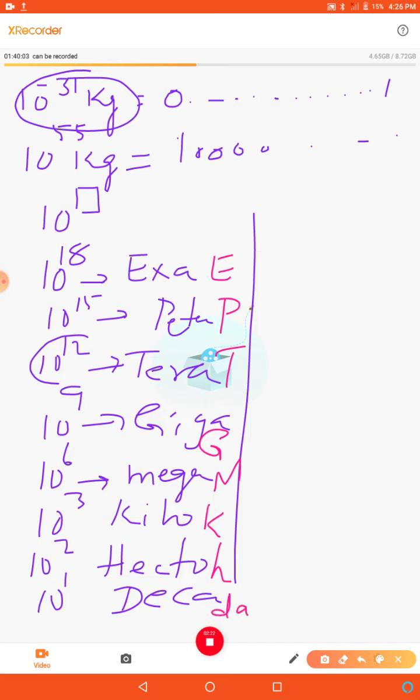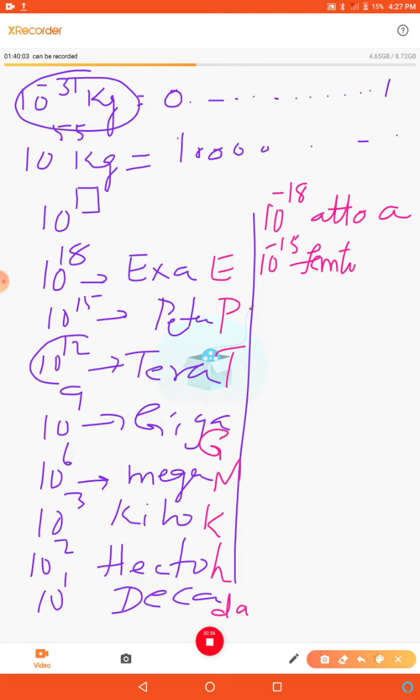Also we have smaller powers of 10. 10 power of minus 18 is called atto, as in attoseconds, represented by the symbol a. Then we have 10 power of minus 15, a very small number. It is called femto. This is the size of our nucleus. The size of the nucleus is of the order of 10 power of minus 15 meter.